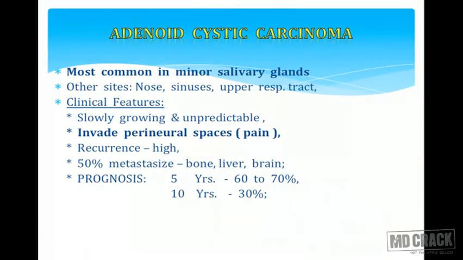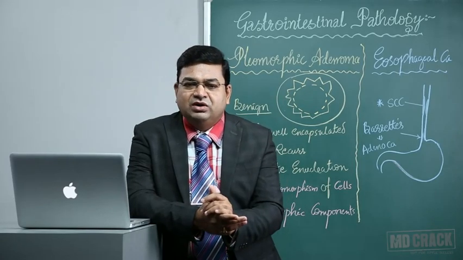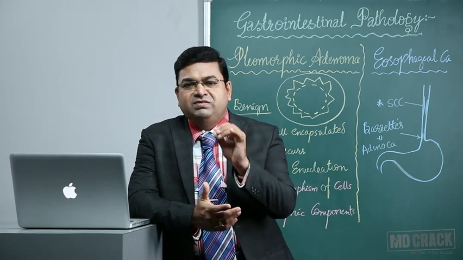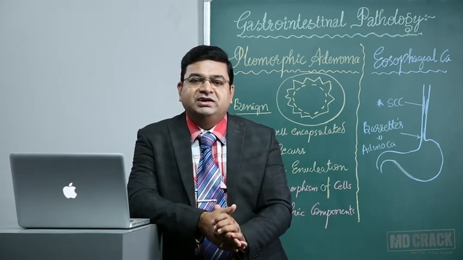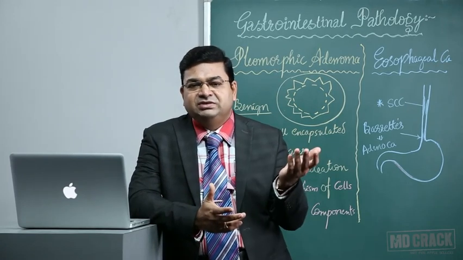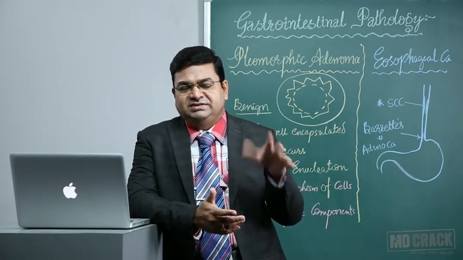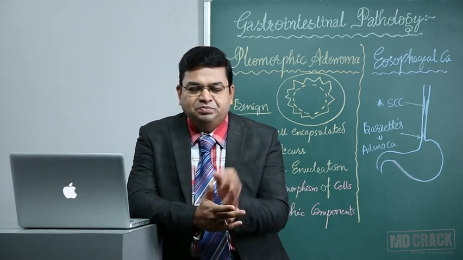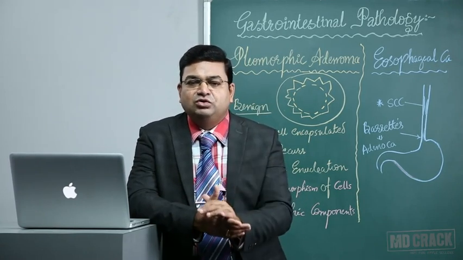One of the interesting malignant tumors is the adenoid cystic carcinoma. It is very common in the minor salivary glands. It can also occur over the nose, in the paranasal sinuses, in the upper respiratory tract. It is a slow-growing tumor and the prognosis is totally unpredictable. The peculiarity of adenoid cystic carcinoma is that it invades the perineural spaces. Perineural invasion is the mode of spread of adenoid cystic carcinoma. Whenever we see adenoid cystic carcinoma cases, we will take multiple sections to demonstrate the perineural invasion. That's how the tumor spreads.